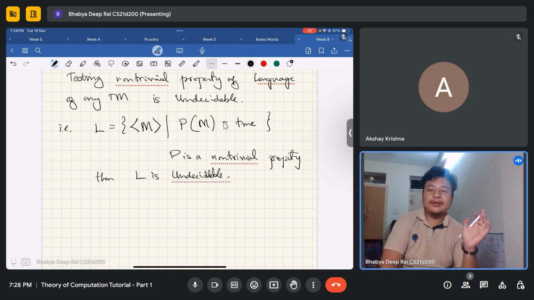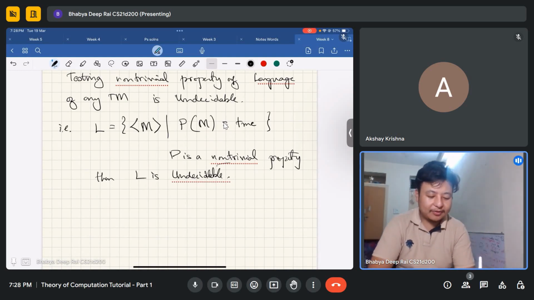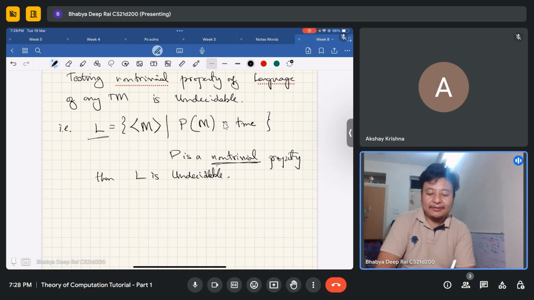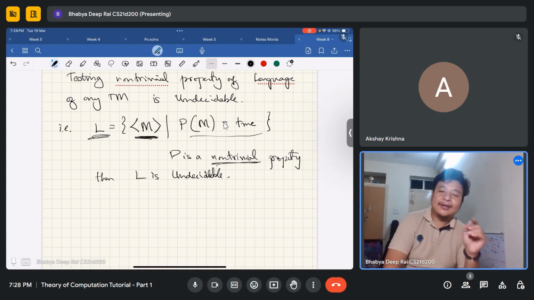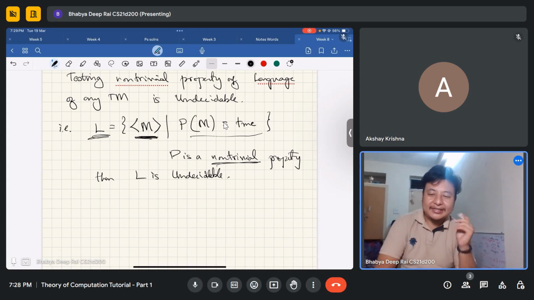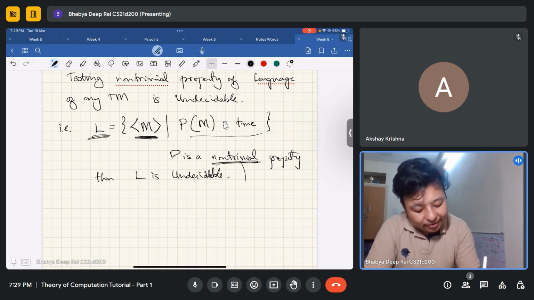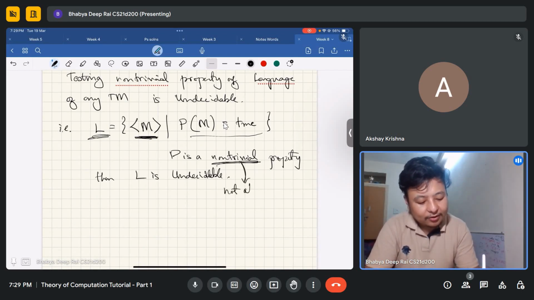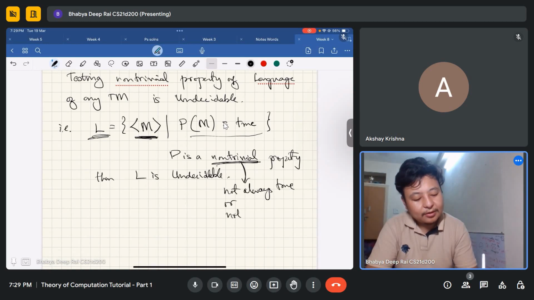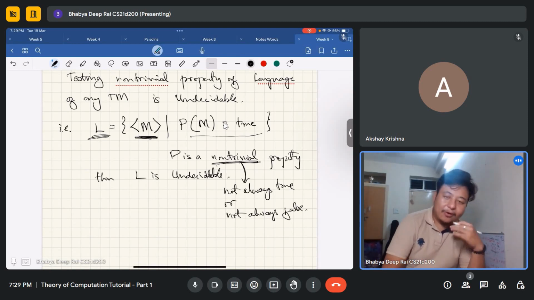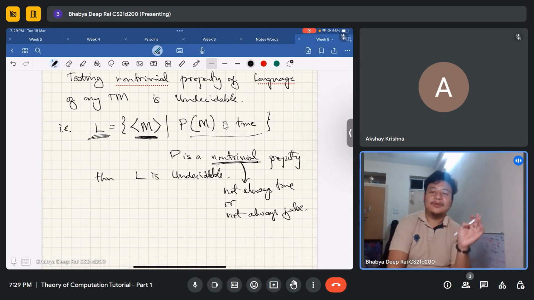So this is a short method of proving something is undecidable. I'll come to what a non-trivial property is. But see, if the language consists of descriptions of Turing machines such that some property needs to be satisfied, automatically I'll be able to say that it is undecidable, provided that the property is non-trivial. So what does non-trivial property mean? It means not always true or not always false. It cannot be true for all machines. The property should not be false for all machines. What is an example?